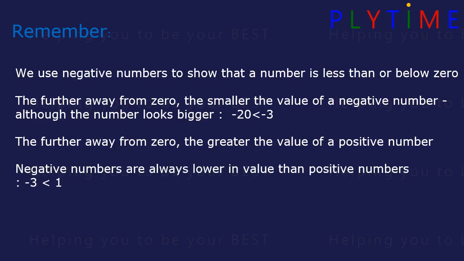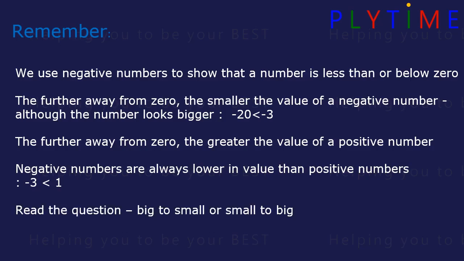Negative numbers are always lower in value than positive numbers. -3 is less than 1. Make sure you read the question. Is it biggest to smallest or smallest to biggest?